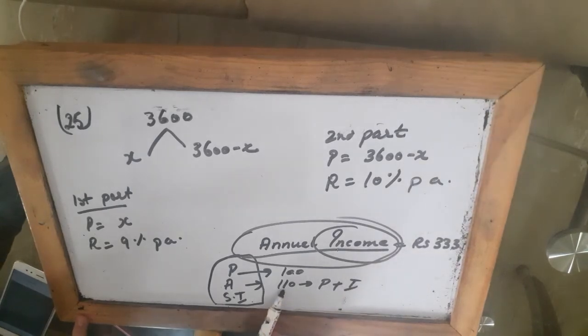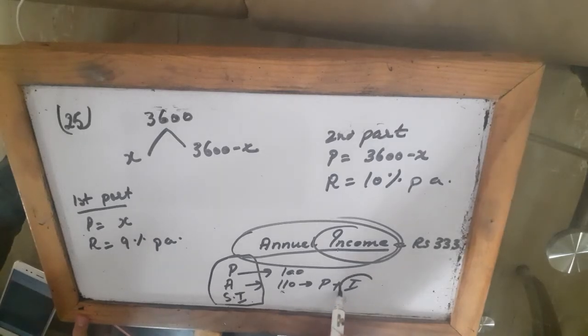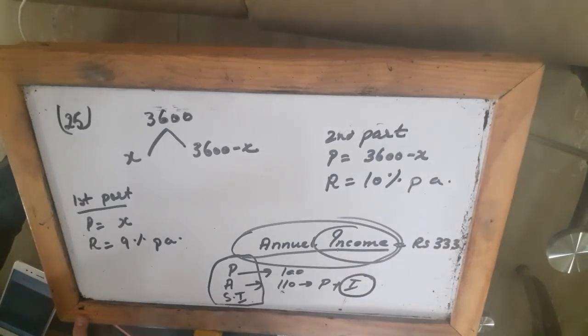So out of this, 100 rupees was mine only. So what was my income? It was 10 rupees income, and that income means simple interest. So what is the income? Income means the interest that I get, that is my income.